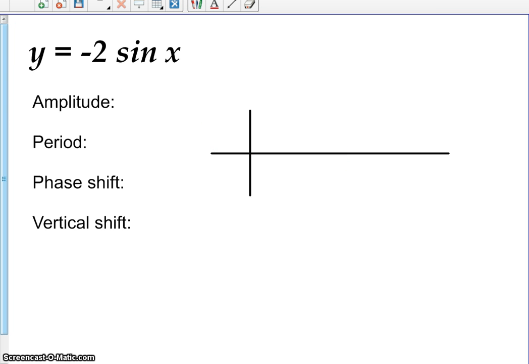Then if we have a negative like this one, we still have an amplitude of 2, remember? And this one actually would be a positive 2. Amplitude is always positive. And so the highest it could go is still 2. The lowest it could go is still -2.